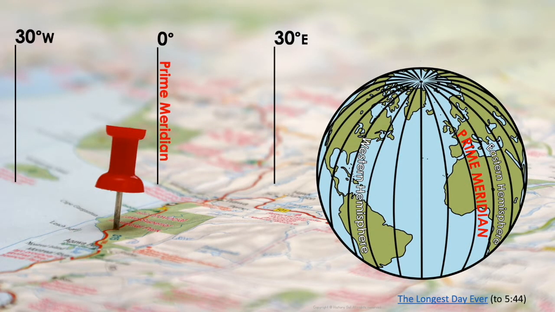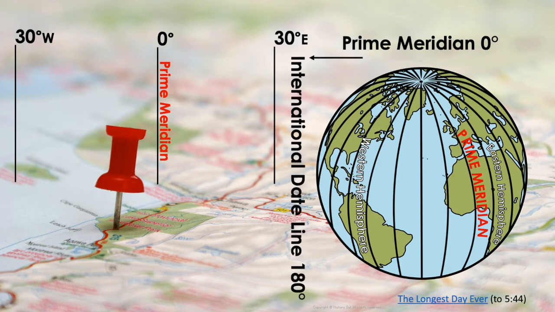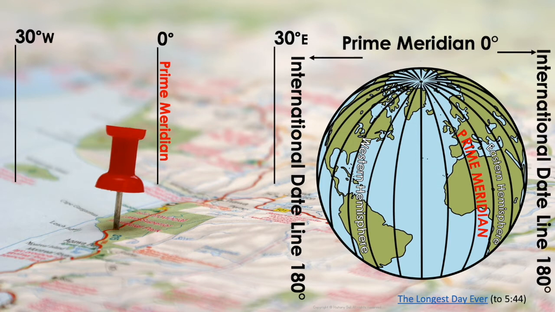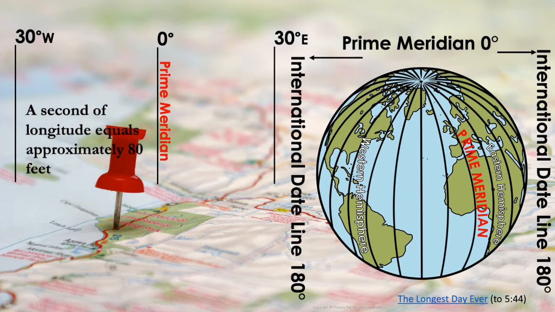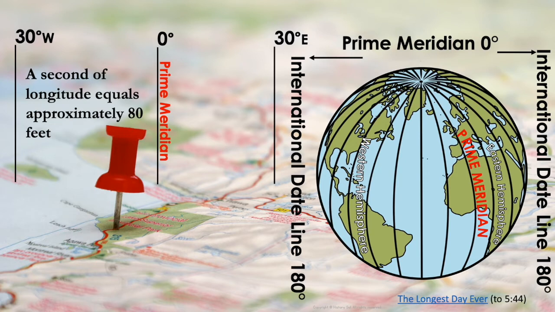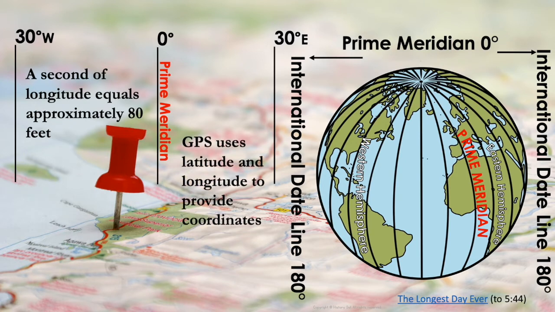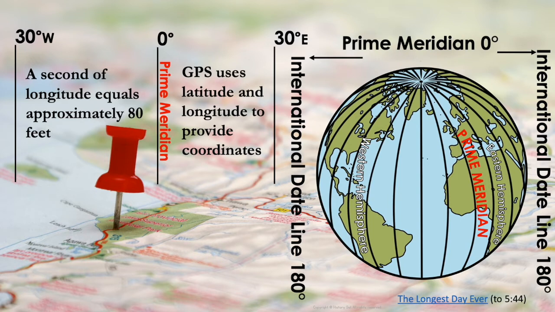So the prime meridian is at 0, and then you have the international date line at 180. A second of longitude is approximately 80 feet. GPS uses latitude and longitude to provide coordinates.